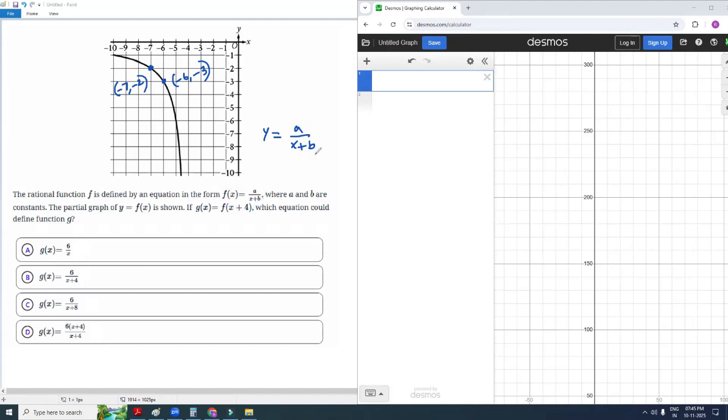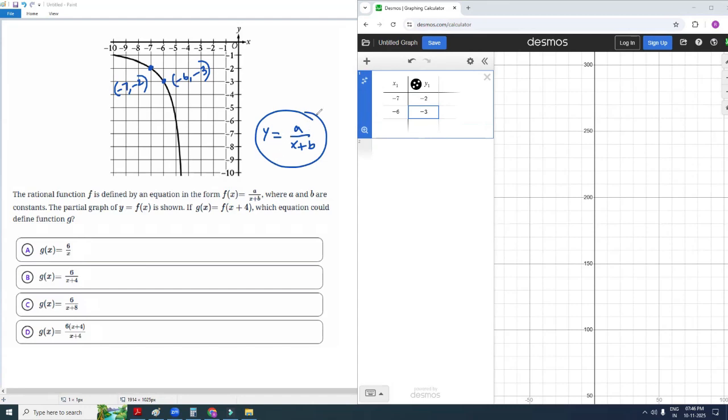If I want to get the function f of x, I must know the values for the constants a and b. Now we can use Desmos to get the values of the unknown constants a and b in the function f of x. For that we have to take these 2 points as input in Desmos. Here click on this positive sign, go to the table. The first point is -7, -2. And the second point is -6, -3.